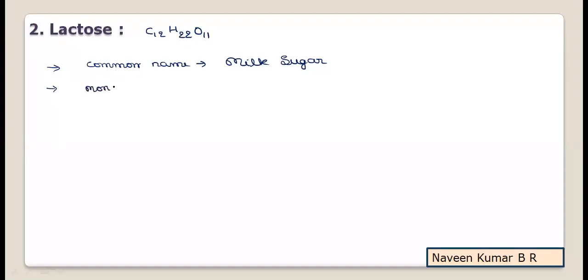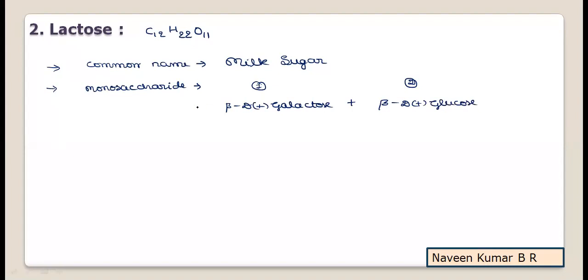If you consider the combining monosaccharides of lactose, the first monosaccharide is beta-D-galactose, with the second combining monosaccharide again beta-D-glucose. Here you need to remember both should be beta configurational compounds. The first one should be galactose. You can remember the first letter, so it is L. So galactose first, followed by glucose.